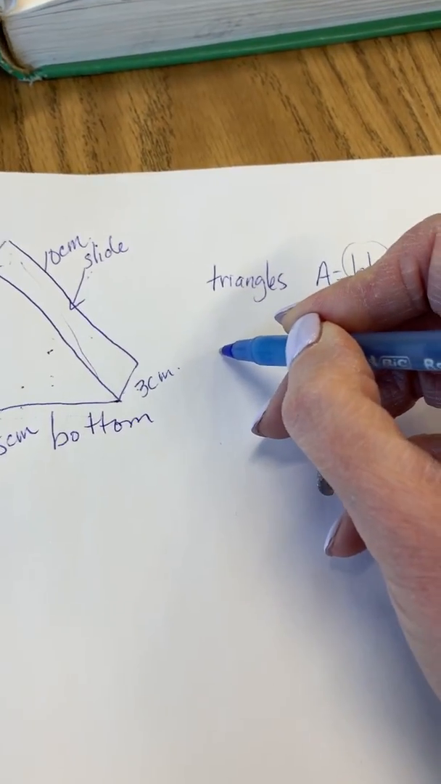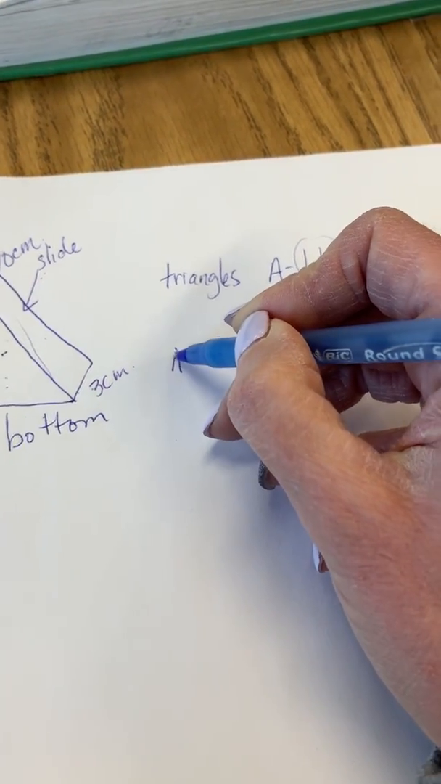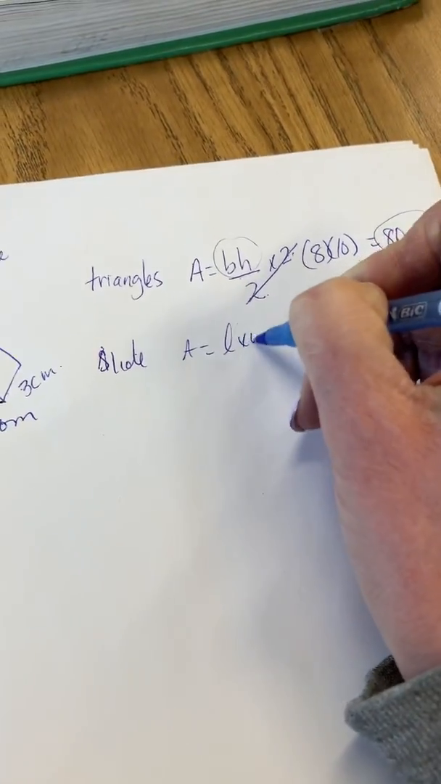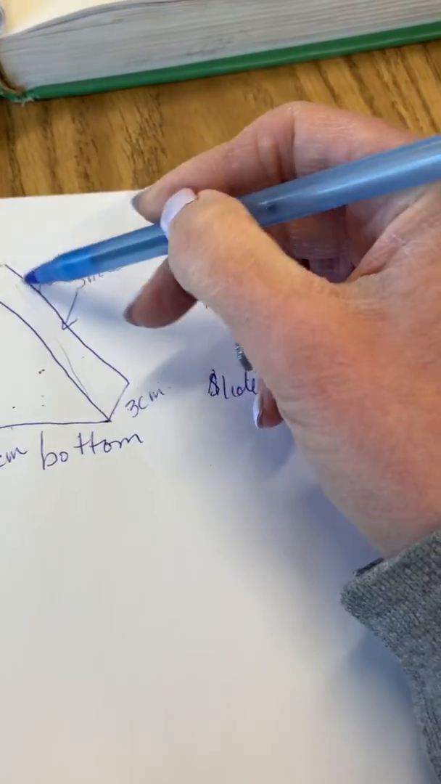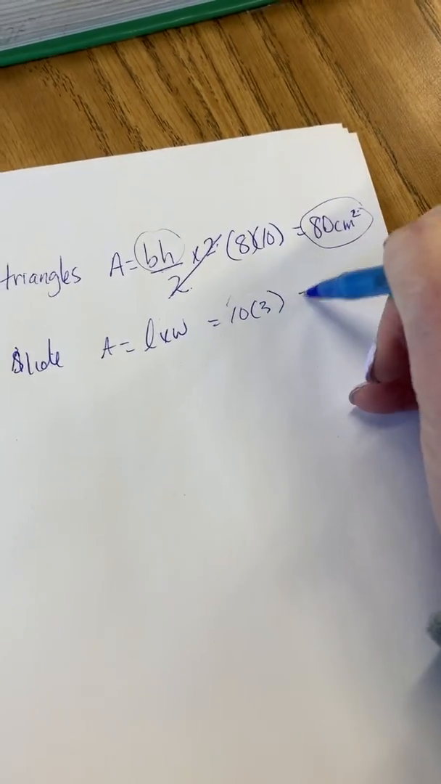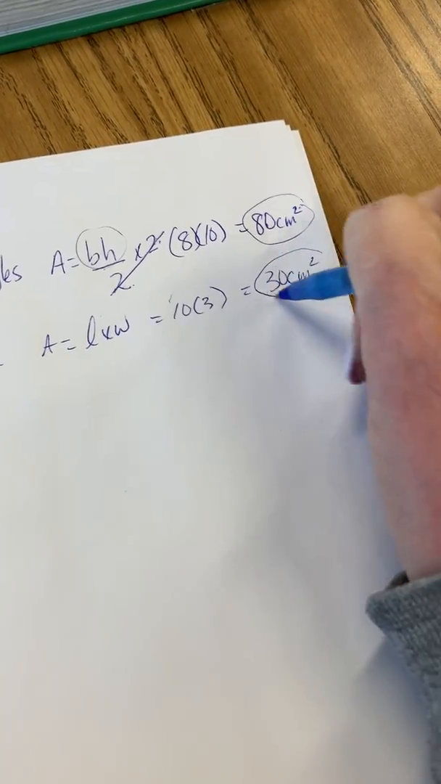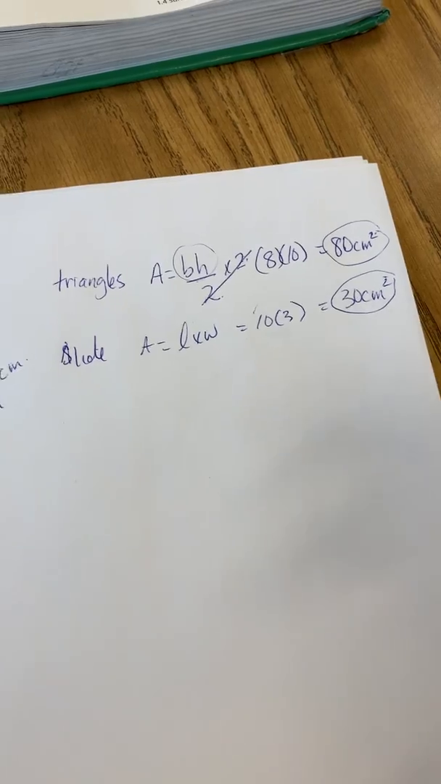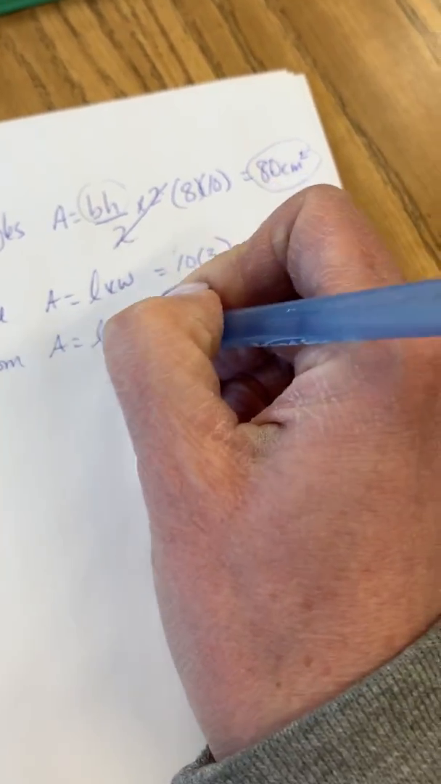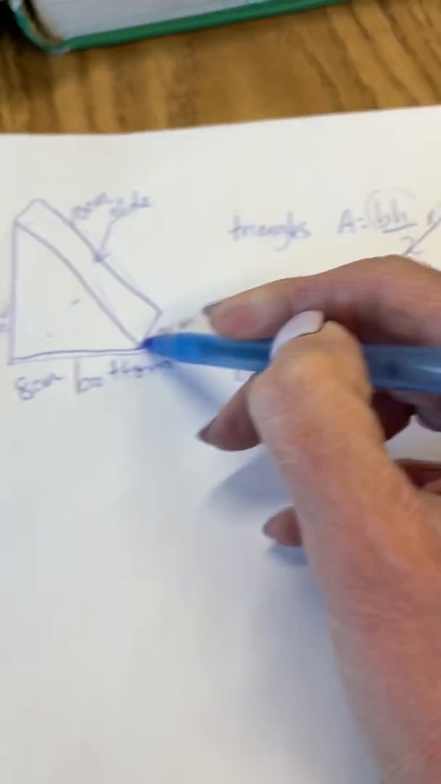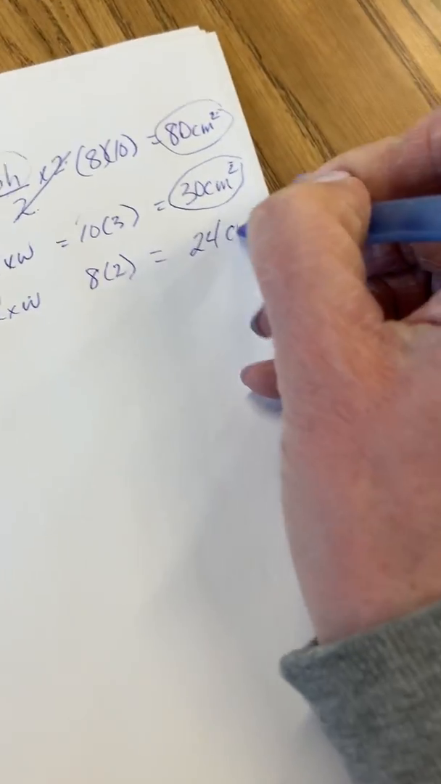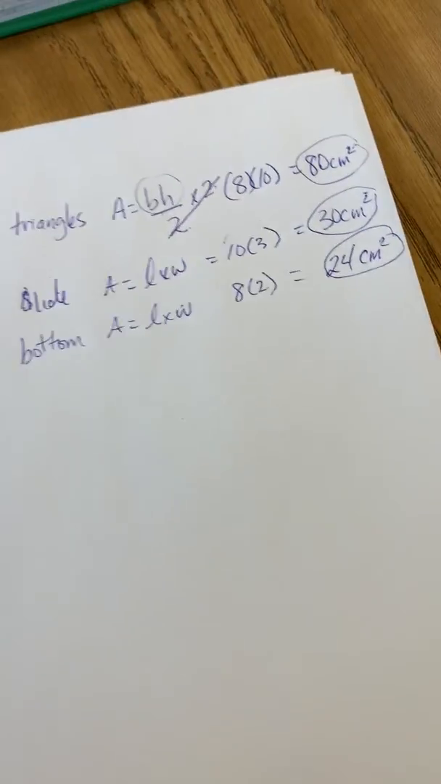And now I'm going to start doing the rectangles. Okay, so I'm going to say that I'm going to do the slide first. The slide is a rectangle, its length times width, so the length of this thing is 10 by 3, which is 30 centimeters squared. Remember, my coping strategy is I circle them all the time so I remember. And now I'm going to do the bottom, also a rectangle. Bottom is 8 by 3 wide. 8 times 3 is 24 centimeters squared, because area is always a square unit.